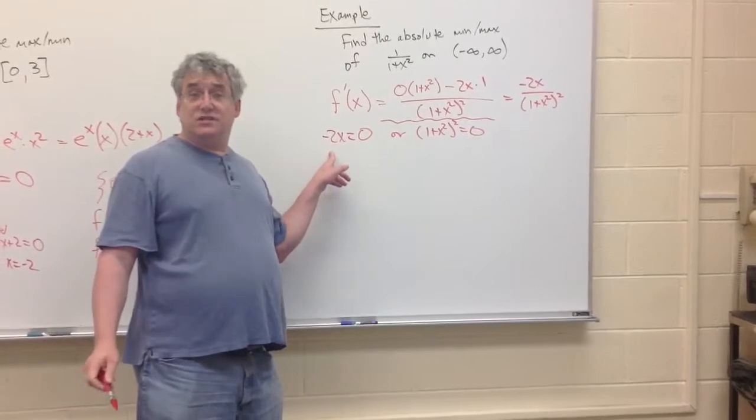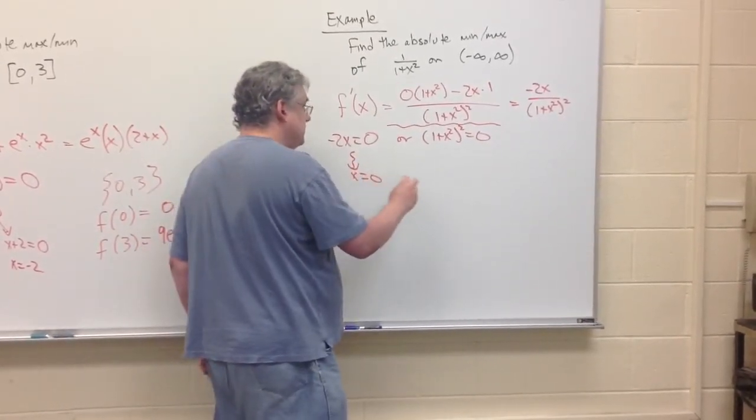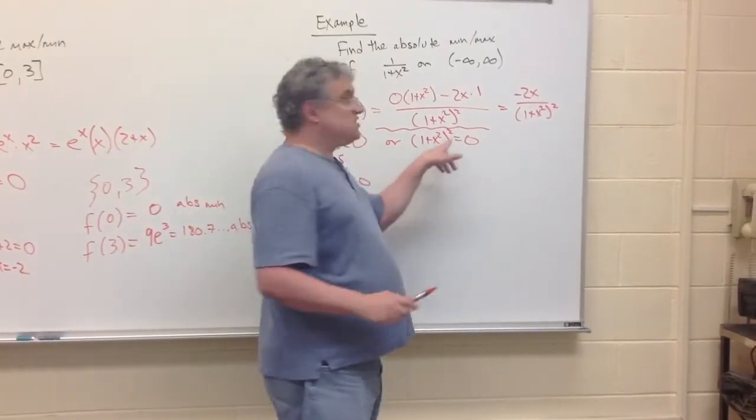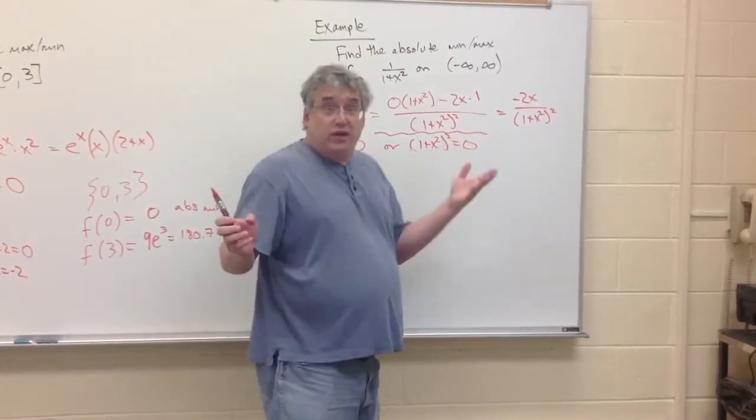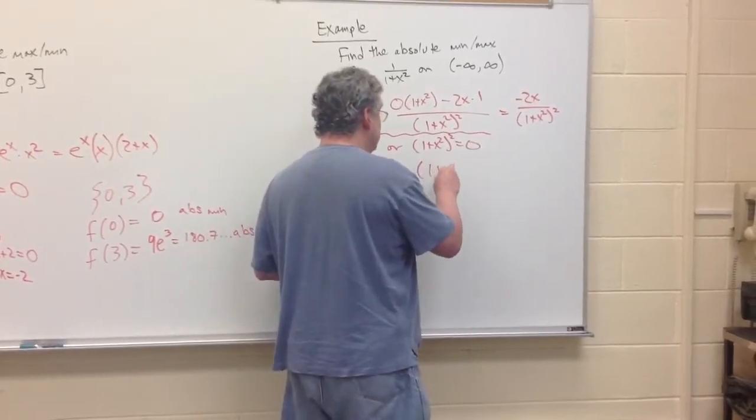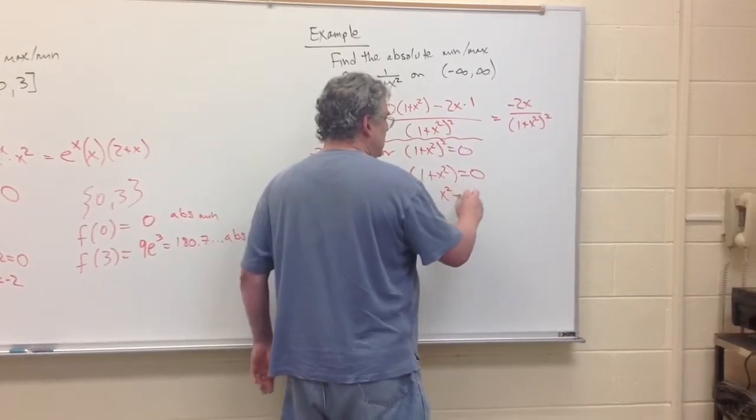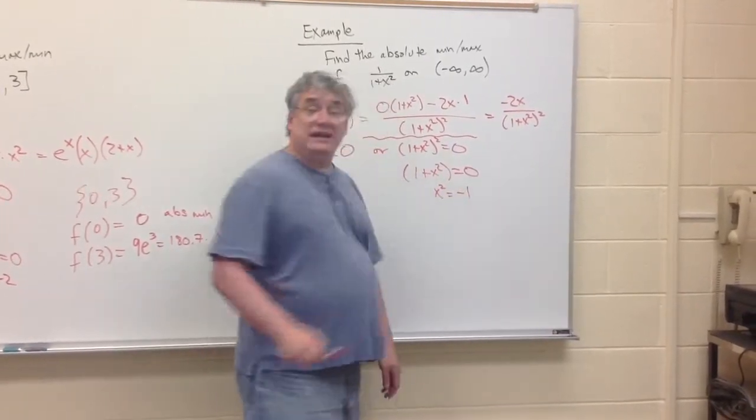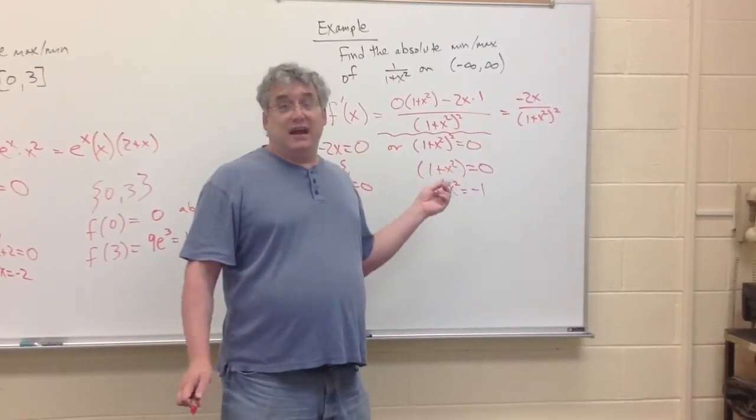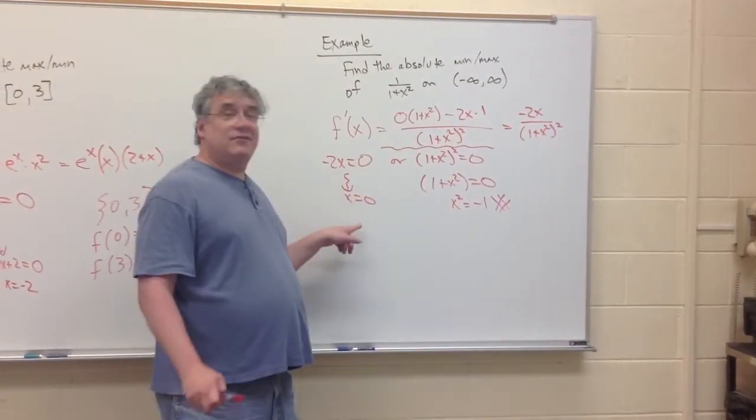Minus 2x equals 0 is pretty easy to solve. X is 0. Over here, something squared is 0. Well, if something squared is 0, you know when you've got a number, you square it, you get 0? That means the number is 0. So the something is 0. Solving that, we get x squared is minus 1. Hopefully by now you realize real numbers, that can't happen. There's no solutions here. So how many critical points do we have? Just one.